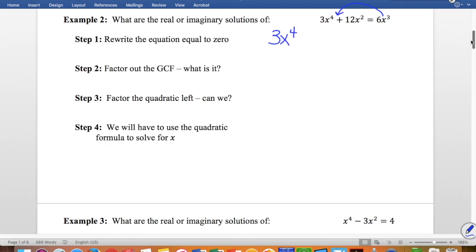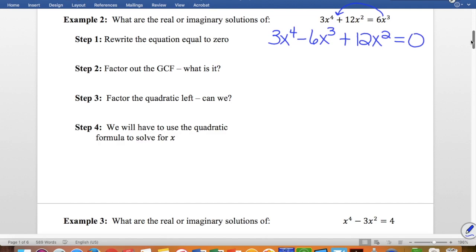I need my exponents to be in descending order. So I'm going to subtract the 6x cubed from both sides and put it in between the 2 terms I had on the left. So 3x to the 4th minus 6x cubed plus 12x squared. So now we're going to factor out the GCF, and what is it?